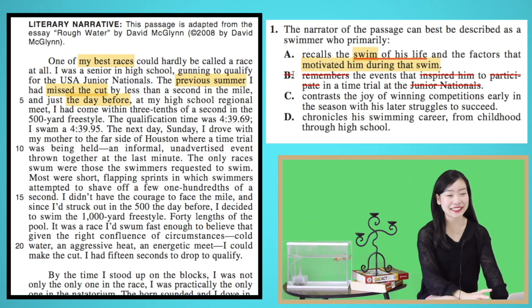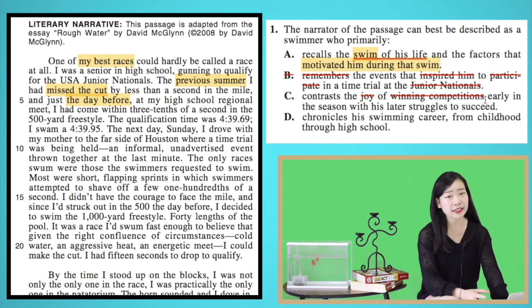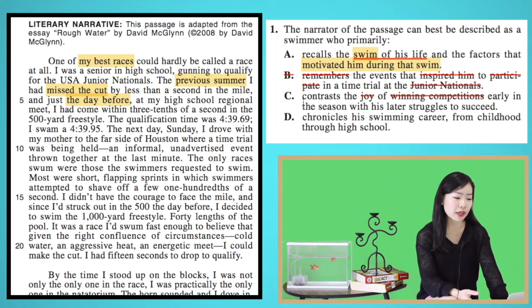Let's move on to C. The first thing I think here is that he never mentioned his glorious and joyous experience of winning a competition. So I already think this is not right. He actually said he didn't make the cut twice to junior nationals, so he only mentions his experience of losing competitions, but never winning in the past. So let's cross C out.